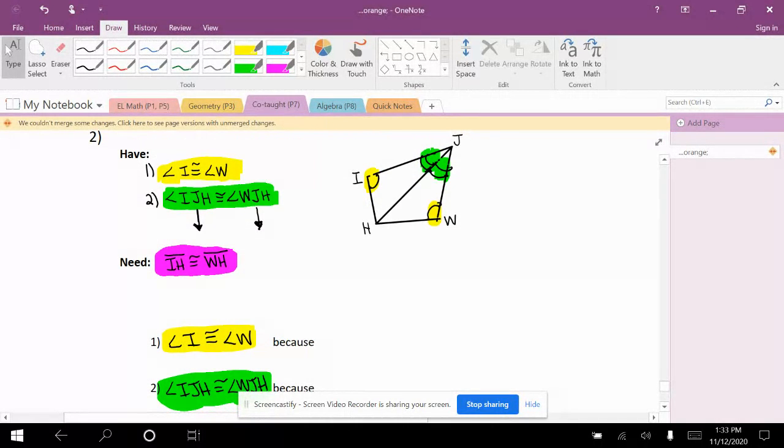I need segment IH congruent to segment WH.